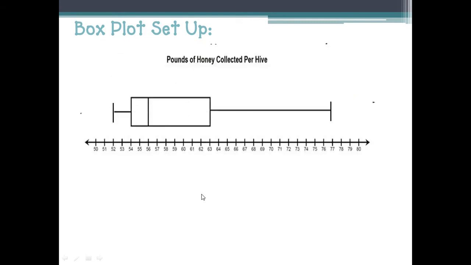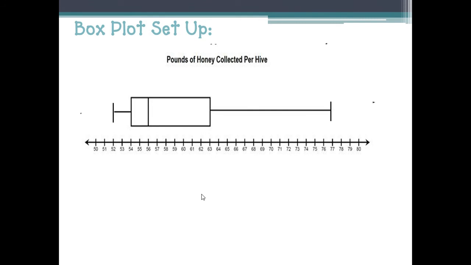Here's another box plot about the pounds of honey collected from different beehives. So let's start with our minimum value. What is the minimum value displayed on this box plot? If you wrote down 52 pounds, you are correct. What is the median value of the pounds of honey? If you wrote down 56 pounds, you are correct.